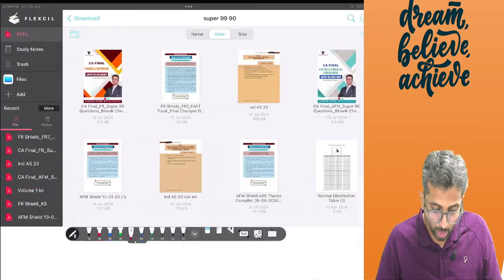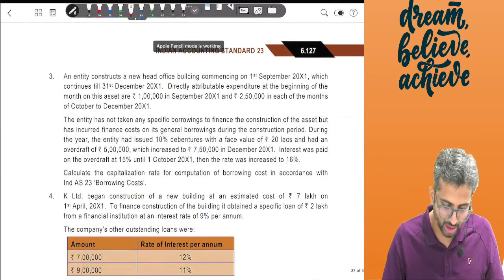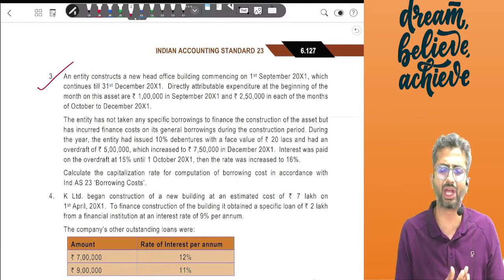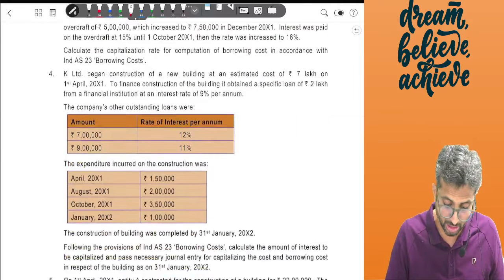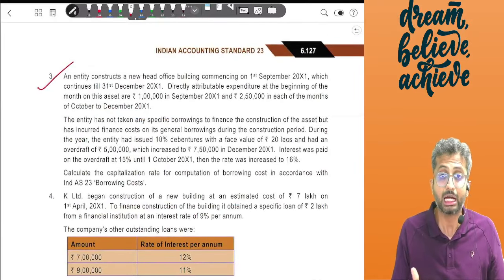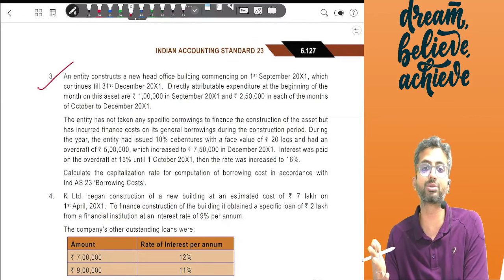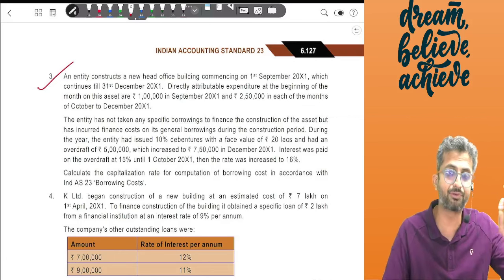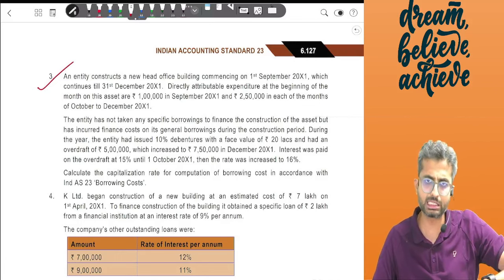Now there's also one more problem that I intend to discuss over here. It is not there in this, but it poses a lot of challenge for a lot of students. This is question number 3 in your study material. We would just quickly want to discuss this. This is based on the concept of the weighted average borrowing rate at a company level or a project level. Solution is different in suggested answers and in study material.